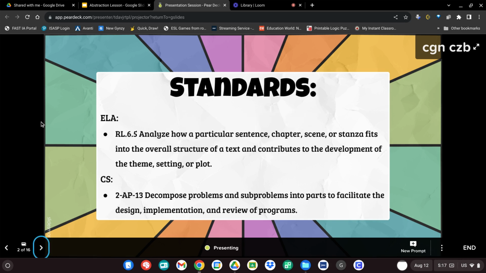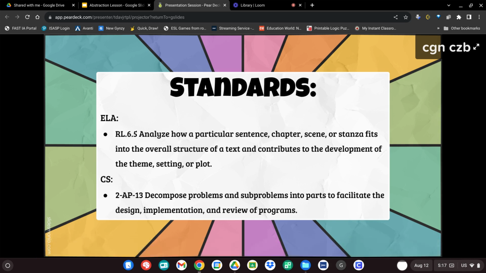Okay, the standards this meets for English language arts is RL 6.5. Analyze how a particular sentence, chapter, scene, or stanza fits into the overall structure of a text and contributes to the development of the theme, setting, or plot. The computer science standard for this lesson is 2AP13, decompose problems and subproblems into parts to facilitate the design, implementation, and review of programs.